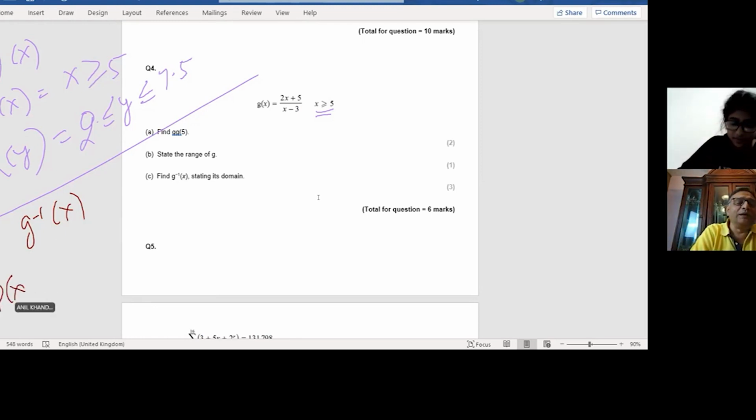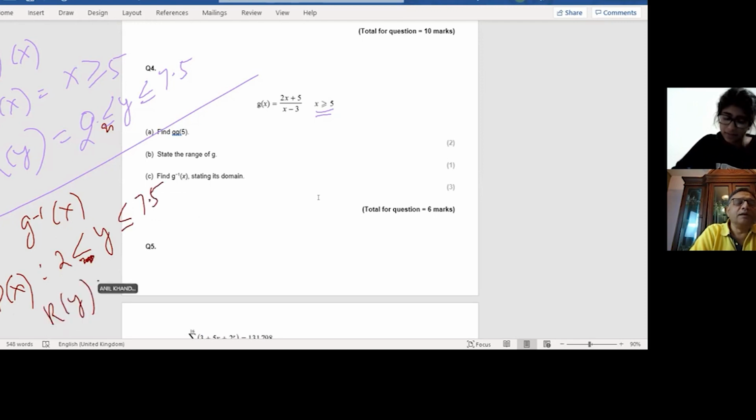Domain will be now flipped, right? So we'll say x, g inverse of x, has been between 2 and 7.5. 2 is not included, right? And 7.5 is included. And the range is y greater than or equal to 5. Is that clear? This is x, right? Is that clear to you? So that is the domain and range for your inverse function, correct?